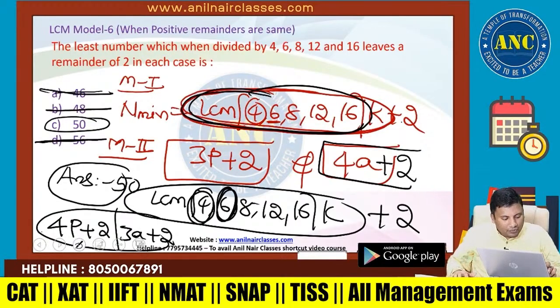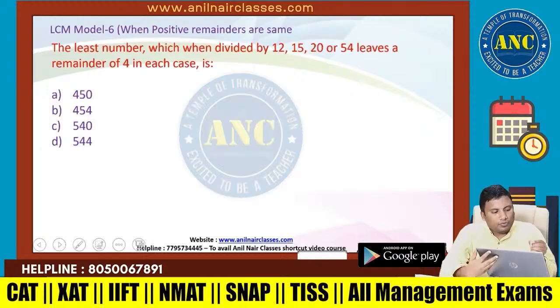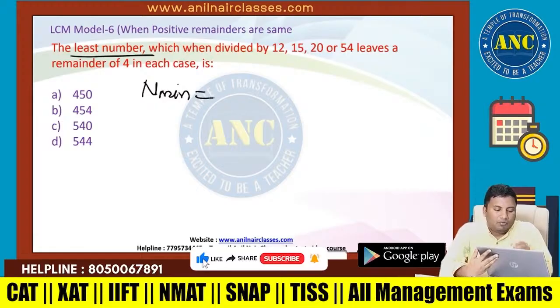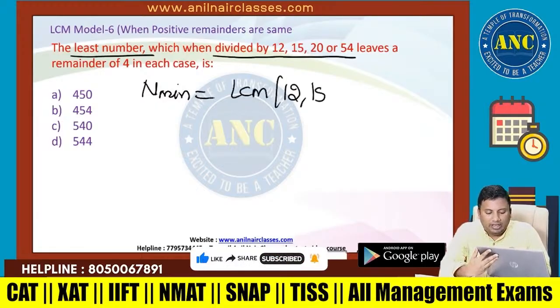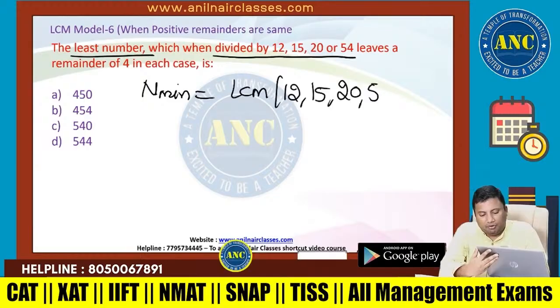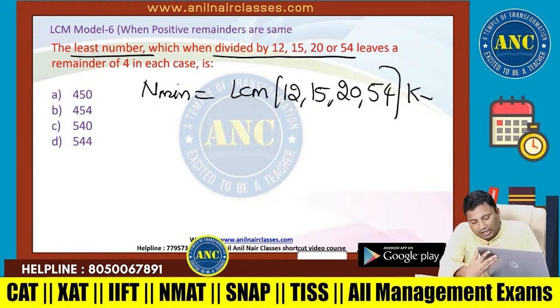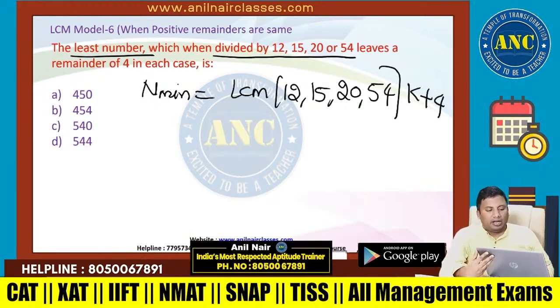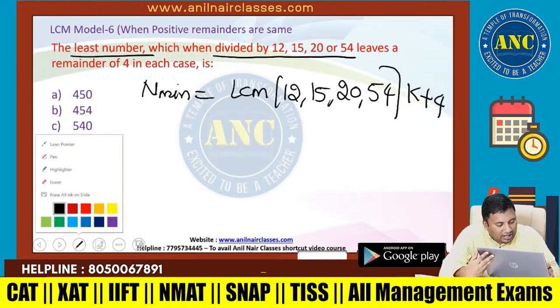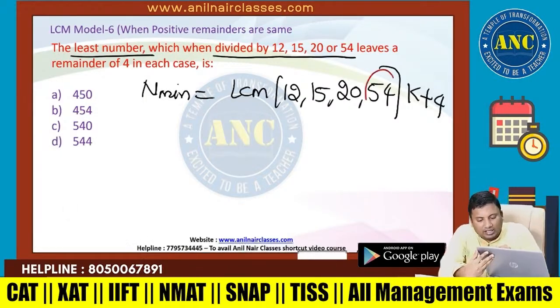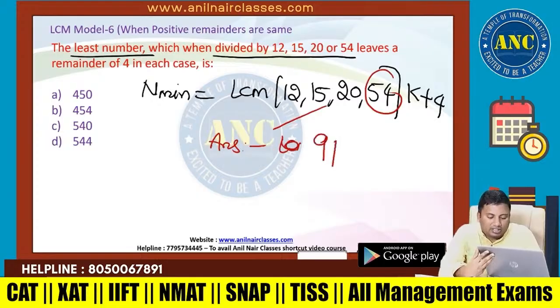Method 1. Method 2. The least number, minimum number, which when divided by 12, 15, 20, 54, it is divided by all these numbers. It gives a remainder 4. Morning class we discussed: if one number's digital sum is 9 and we are finding the LCM, the answer LCM will also have digital sum 9.